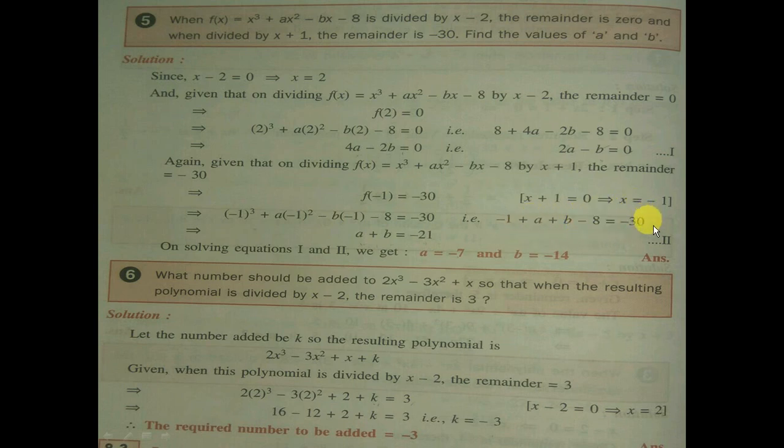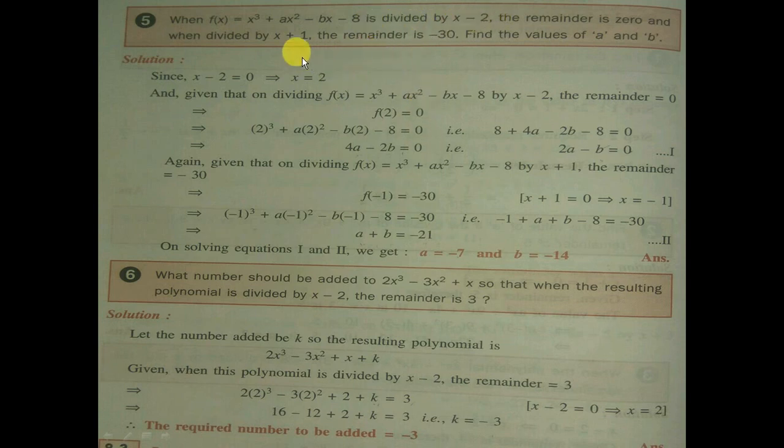Minus 9 goes to the other side and becomes plus 9. Minus 30 plus 9 is minus 21. So we got one more equation: a plus b is equal to minus 21. This is our second equation. Means we got two equations, that is simultaneous equations. Last year we saw simultaneous equations. So there is a part of this here now. But it is very clear, no? Because you are dividing by x minus 2, the remainder is 0.